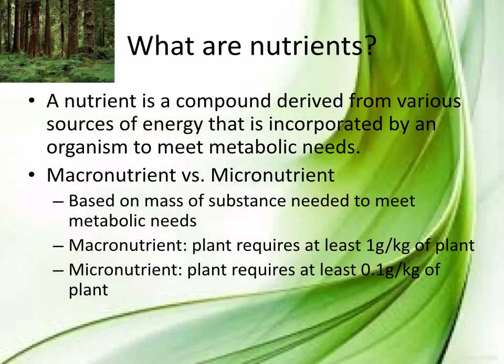Alright, to start out, we have to talk about what nutrients are. A nutrient is a compound that's derived from various sources of energy and is incorporated into an organism to meet the metabolic needs. There are two different types of nutrients: macronutrients and micronutrients. This is based on the amount of each substance that the plant needs in order to meet its metabolic needs. So a macronutrient is a substance or compound that is needed in at least 1 gram per kilogram of mass of the plant.